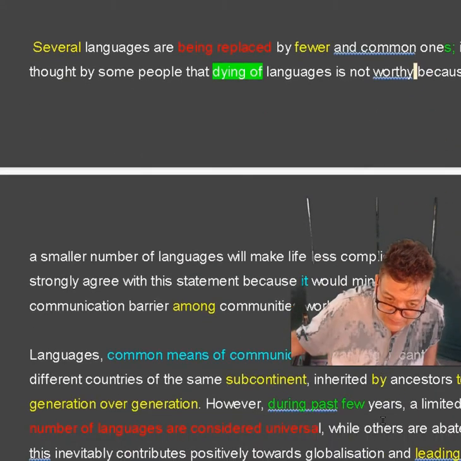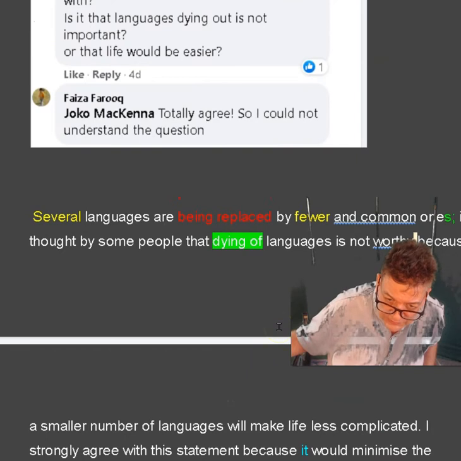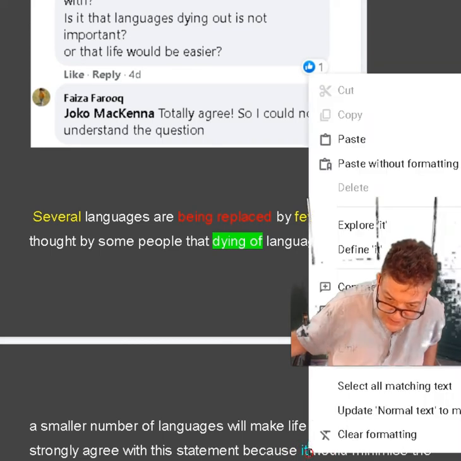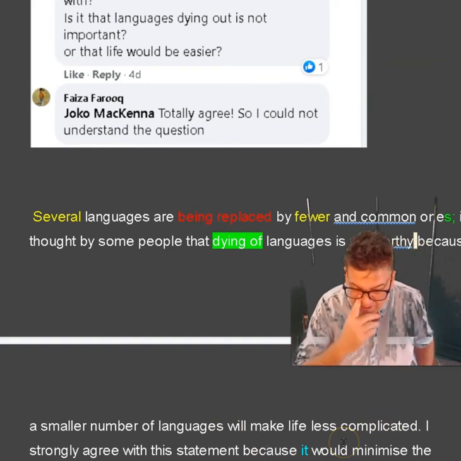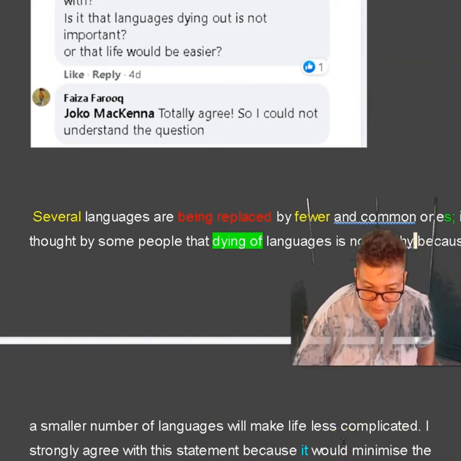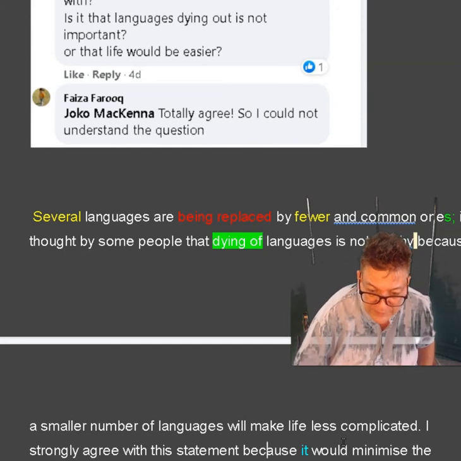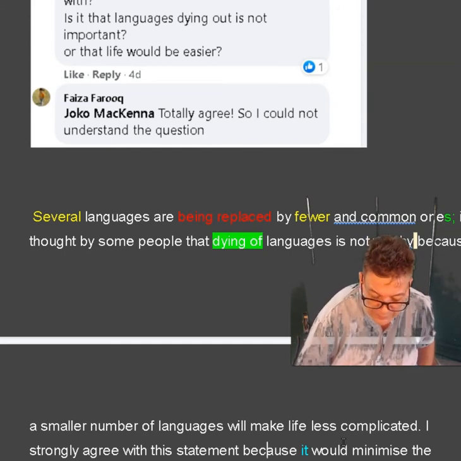Because a smaller number of languages will make life less complicated, okay? I strongly agree with this statement. Which one? Because it must be the statement. I strongly agree with this statement because, but a statement can't minimize communication barriers. The death of languages dying out would minimize communication barriers between communities worldwide. Would it now?